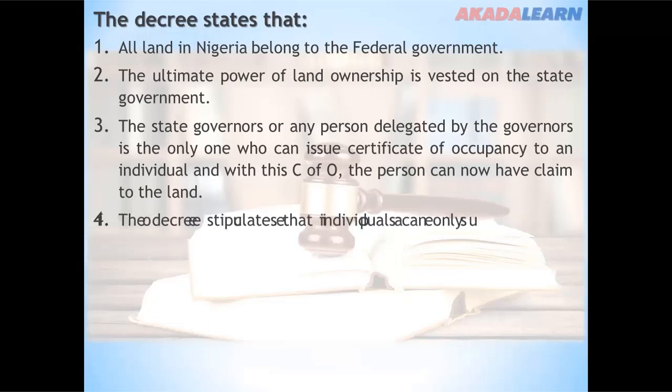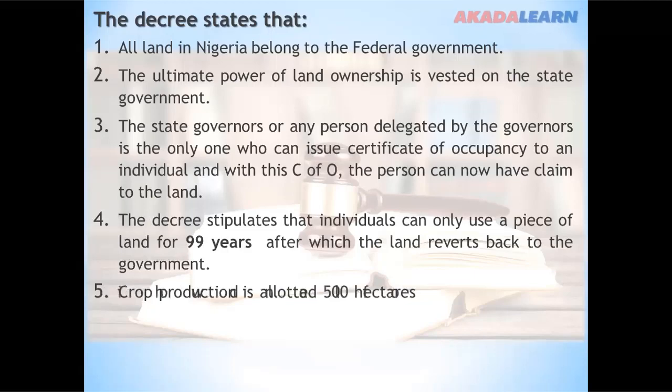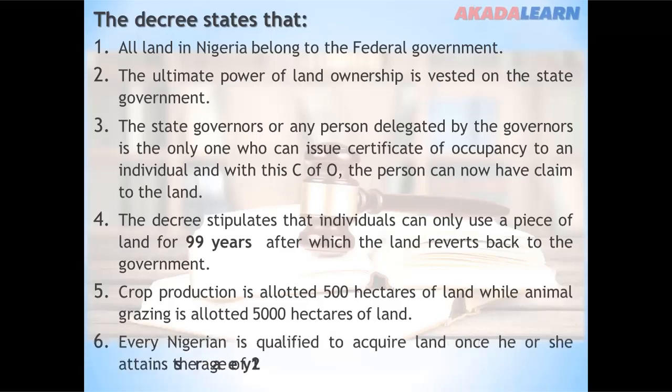The decree stipulates that an individual can only use a piece of land for 99 years, after which the land reverts back to the government. Crop production is allocated 5,000 hectares of land, while animal grazing is allotted 5,000 hectares of land. Every Nigerian is qualified to acquire land once he or she attains the age of 21 years.